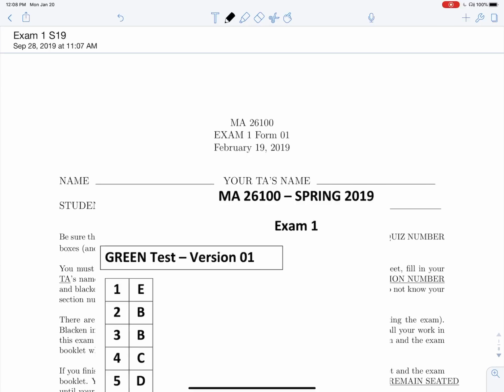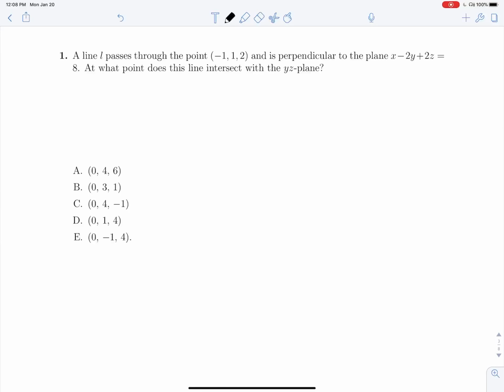This is Exam 1 from Spring 2019 for Calc 3. Let's get going. Question 1, we have a line that passes through a point and that is perpendicular to that plane here. And we are trying to find the point at which this line intersects the YZ plane.